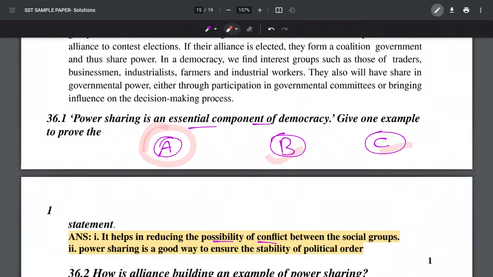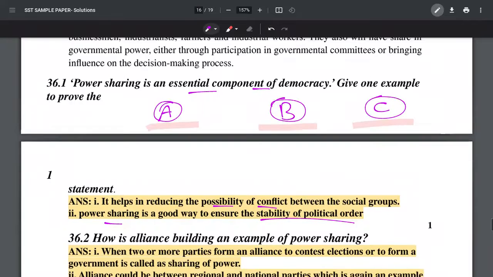They will start to revolt. But if equal power is distributed to all of them, all of them are happy with their powers, isn't it? So the main objective is to avoid conflicts, right? And power sharing is a good way to ensure the stability of political order as well.